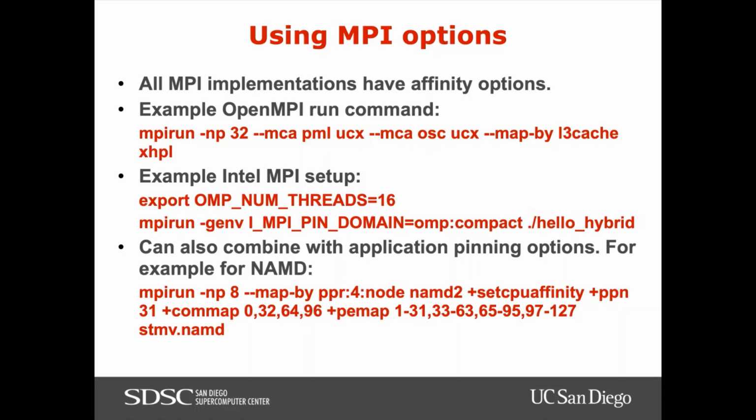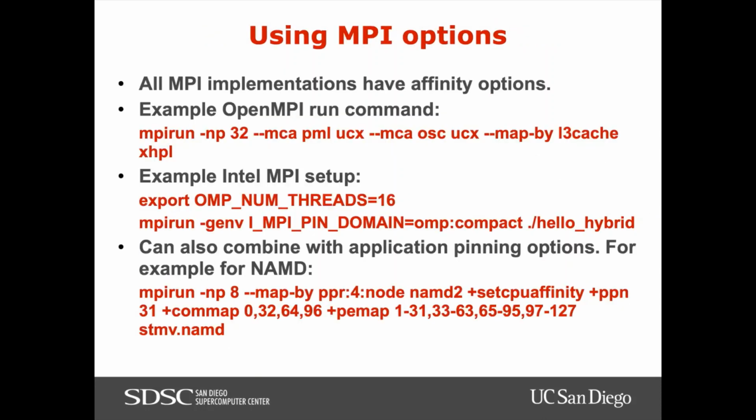And then the last thing is NAMD lets you actually lay out the tasks according to the core ID. So here what we are saying is, hey, use core 0, 32, 64, and 96 as communication threads, and then use the rest for compute. And we are also explicitly saying the first compute task will have 1 to 31, second will have 33 to 63, and so on. So you're laying out explicitly what you want.